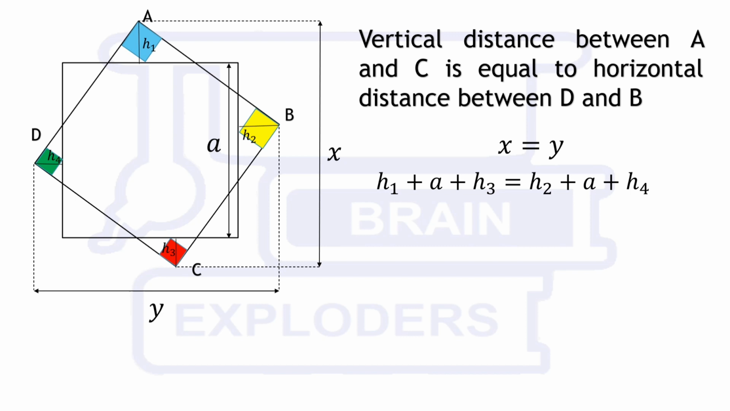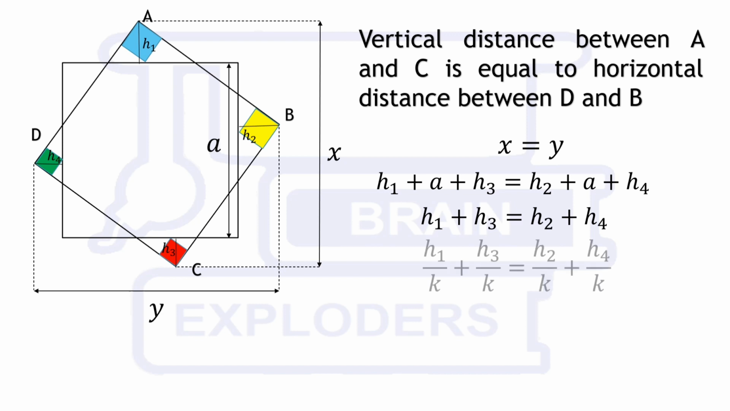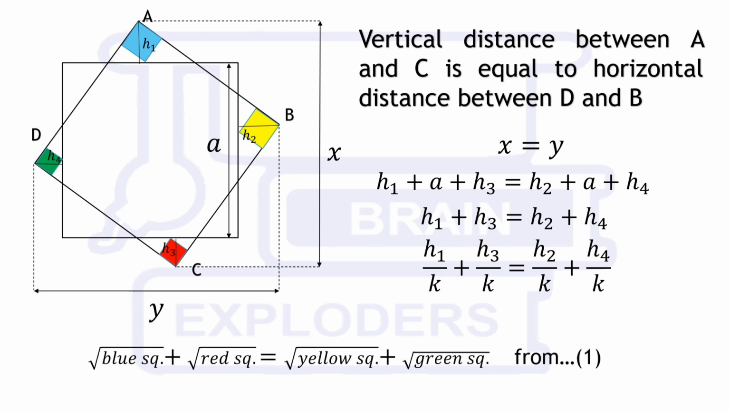Therefore we can write h1 plus a plus h3 is equal to h2 plus a plus h4, and h1 plus h3 is equal to h2 plus h4. Now divide the whole equation by k. Now use our equation 1 and we get square root of blue square plus square root of this red square is equal to square root of the area of yellow square plus square root of area of green square. Now we will relate these concepts with our question.